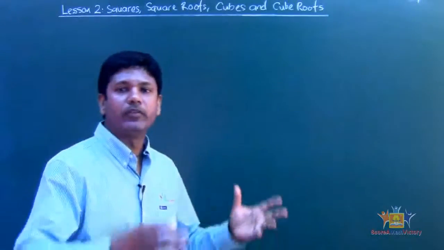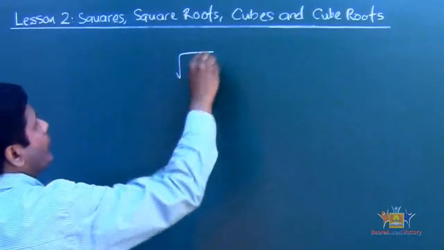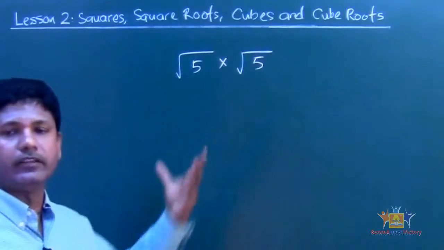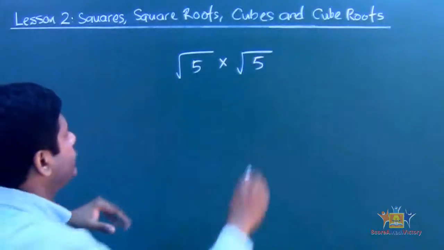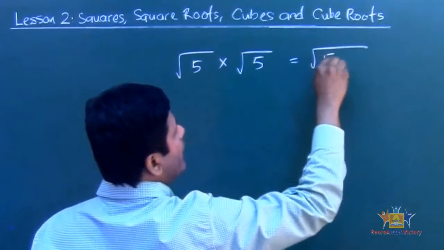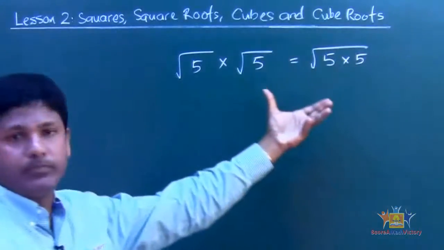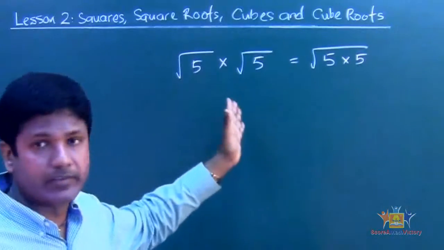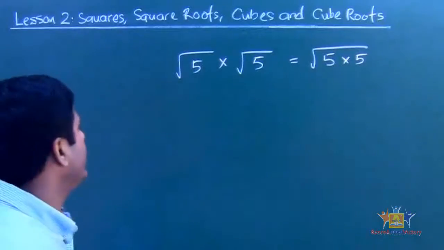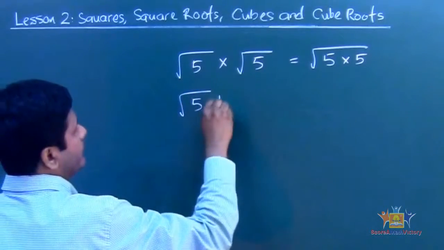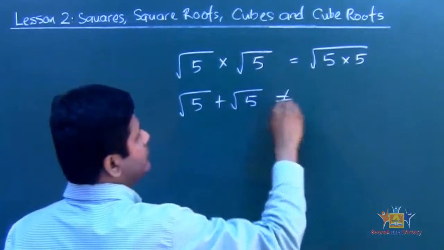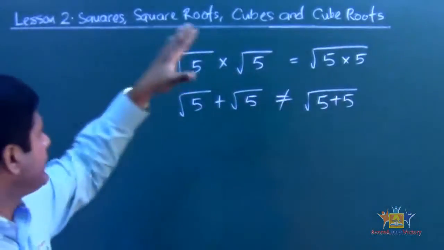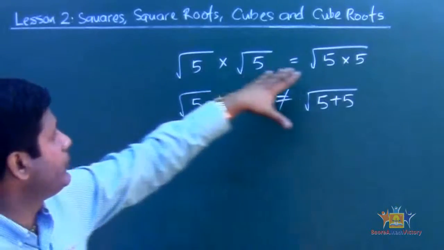Now let's say, for example, Mr. Mac gives you square root of 5 times square root of 5 and asks you to solve this. What this means is square root of 5 times 5. I can combine them, but be careful: only if it's multiplication can you do this. If it's addition, you cannot do this. Let's say Mr. Mac gives you this. This is not true. You cannot do that. But yes, multiplication, I can do that.